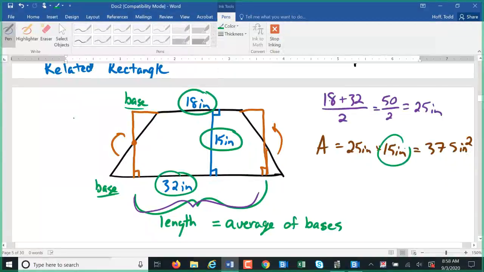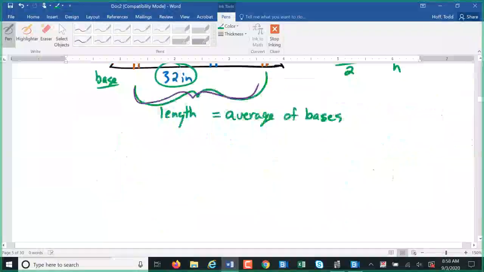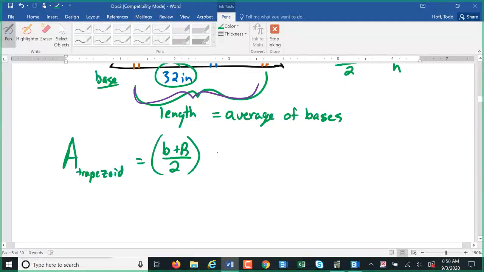The 15 here was just the height of our trapezoid. The 25 was the little base plus the big base, divided by 2. So I'm just going to do little b plus big B divided by 2. It was the average of those two bases. The area of a trapezoid is the average of the bases. I'm going to put these in parentheses times the height.